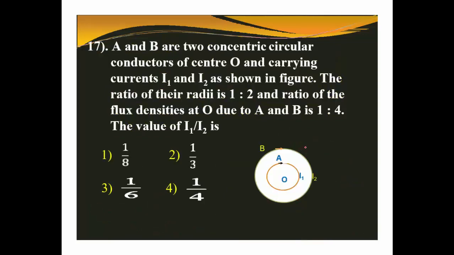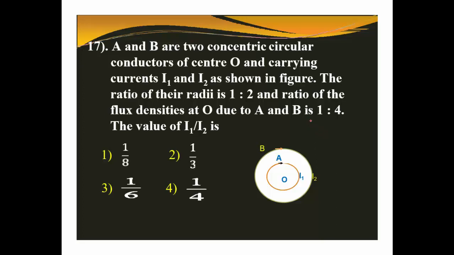Next question is, A and B are two concentric circular conductors of common center O, carrying currents I1 and I2 as shown in the figure. The ratio of the radii is 1:2, and the ratio of magnetic flux densities at A and B is 1:4. You are asked to calculate I1 by I2.